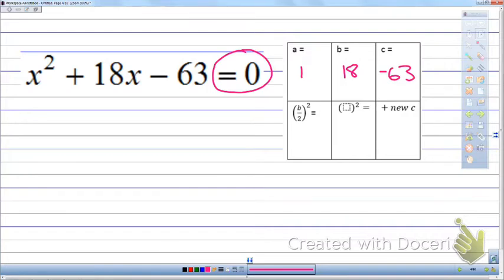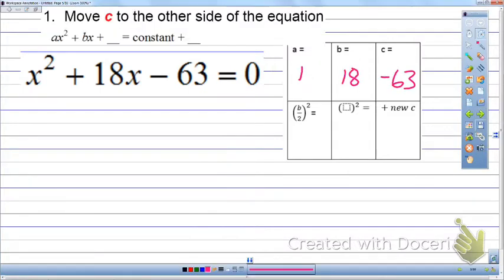Once you have the problem set up and you know what a, b, and c are, we're going to start following our steps. Step 1 said move c to the other side of the equation. We're going to turn this equation, x squared plus 18x minus 63 equals 0, into an equation very similar to what we worked on previously, where we had to find the missing c value. So the first thing I need to do in this equation is add 63 to both sides.